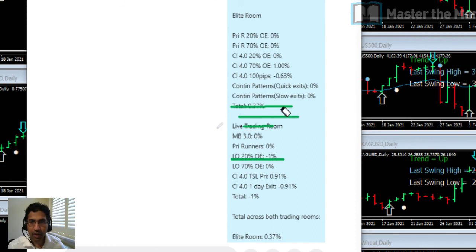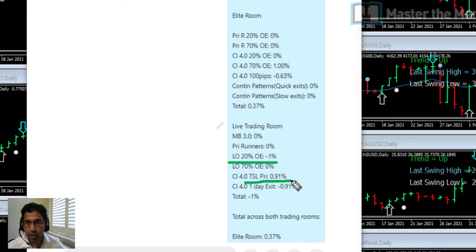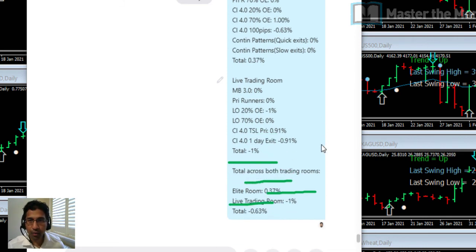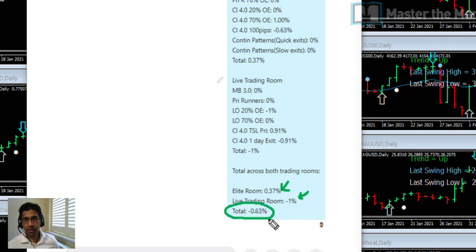And the live trading room is a bit more higher frequency that we are doing over here. And you can see that in terms of the live trading room, liftoff was -1. TSL primary, we took 0.91% profit, and one day exit was 0.91 loss. Overall, we are down a little bit, 1% on the live trading room. And when we do it for both rooms, you can see that eventually 0.37% on the elite room, -1 on the live trading room. Overall, a little bit small drawdown of 0.63%.